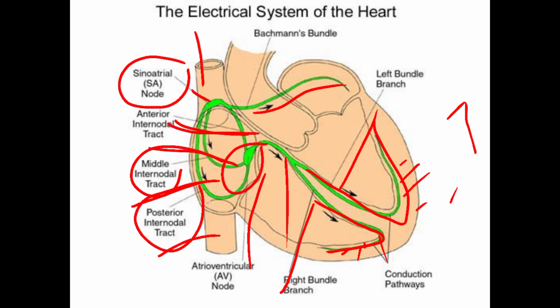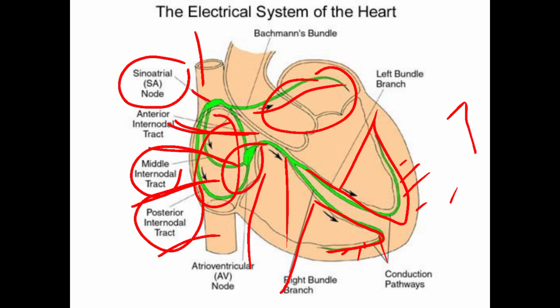Clear? I will explain again. The impulses which are produced in the SA node are conducted to the AV node through 3 internodal pathways: the anterior internodal tract, middle internodal tract and posterior internodal tract. Importantly, they also excite the atrial muscles. So this is the atrium, exciting the atrial muscle.